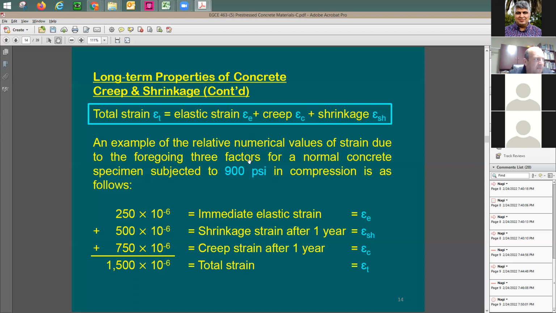So here's one example for a structural member exposed to a compression stress of 900 psi due to pre-stressing. Look at the immediate elastic strain. It's the elastic strain that's gonna happen right away. It's gonna be, let's say, 250 units. Of course, it's 250 microstrain. Plus, the shrinkage is gonna be about 500, which means shrinkage is gonna be double the amount of strain that's gonna happen due to elastic loads. So the elastic strain is gonna be 1/2 of the shrinkage. And look at the creep. The creep is gonna be 1.5 times the shrinkage.